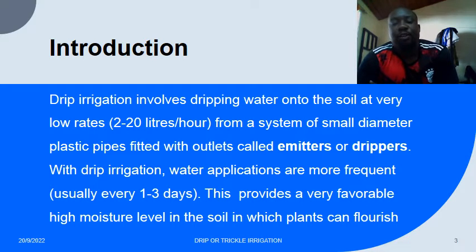With drip irrigation, water applications are more frequent, usually every 1 to 3 days. This provides a very favorable high moisture level in the soil in which plants can flourish.